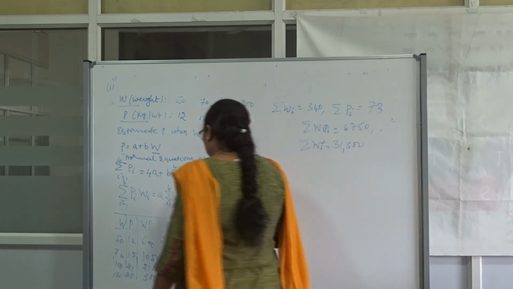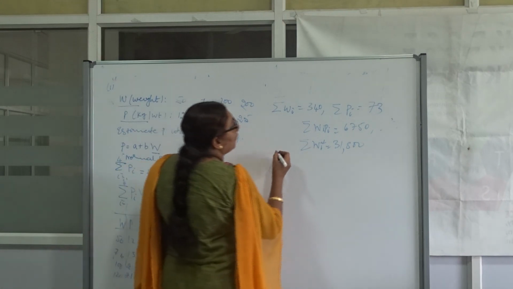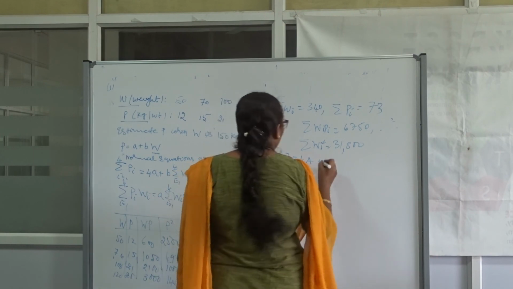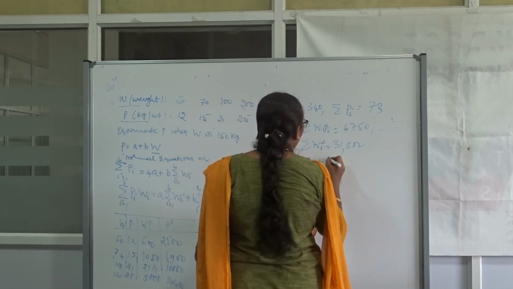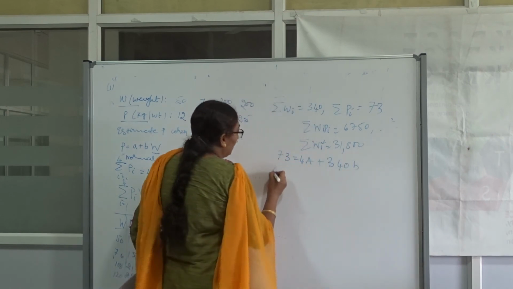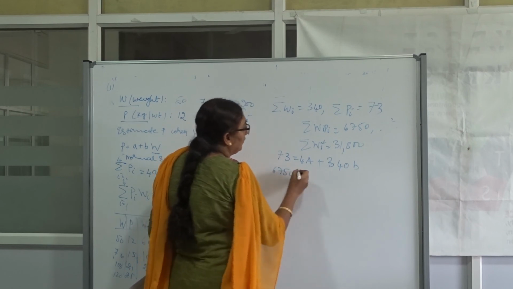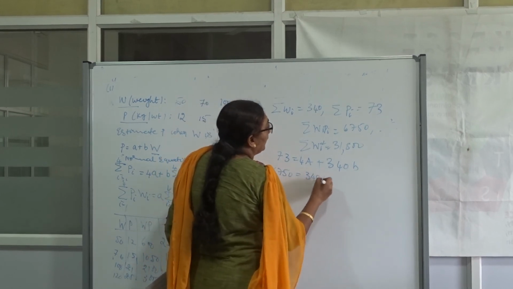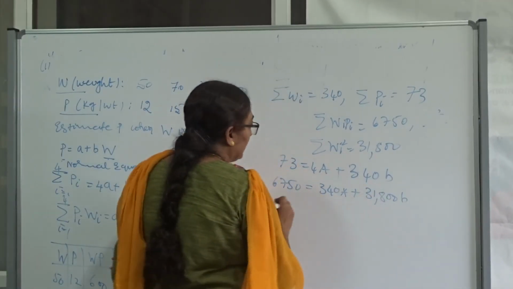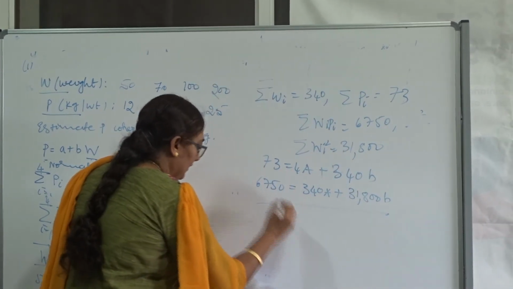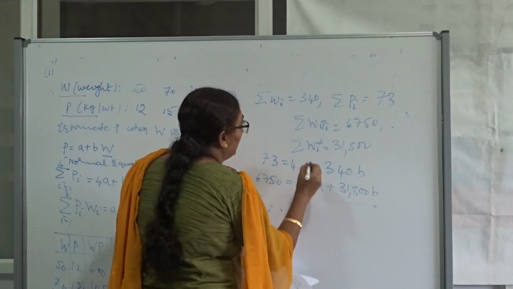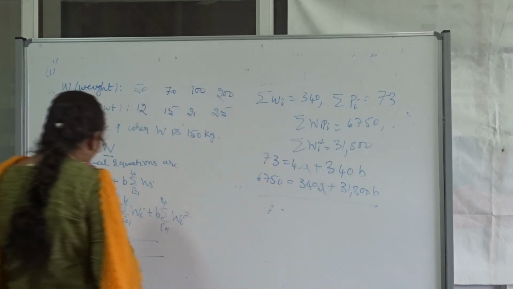Substitute these values in the normal equations. We get 73 equals 4a plus 340 into b. And next, the Wi Pi value: 6,750 equals 340 into a plus 31,800 into b. We solve these two to get a. No need, I can explain how to solve. This is not capital A, it is small a; I made a mistake here in writing it.